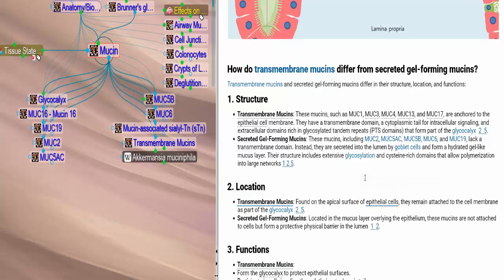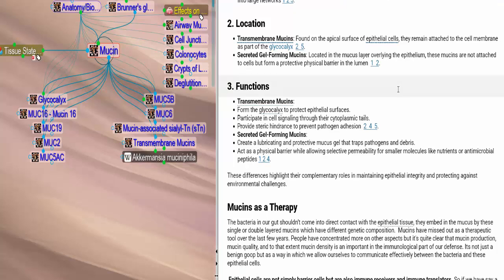As far as the secreted ones, those mucins don't have a transmembrane domain. Instead, they're secreted into the lumen by those goblet cells. We talked about goblet cells already. And they form a hydrated gel-like mucus layer. As far as their location, we already talked about that. As far as their functions go, the transmembrane mucins form the glycocalyx to protect epithelial surfaces. They participate in cell signaling through that cytoplasmic tail, and they provide steric hindrance to prevent pathogen adhesion. The secreted ones form a lubricating and protective mucus gel that traps pathogens and debris.